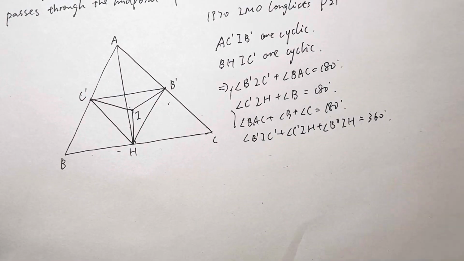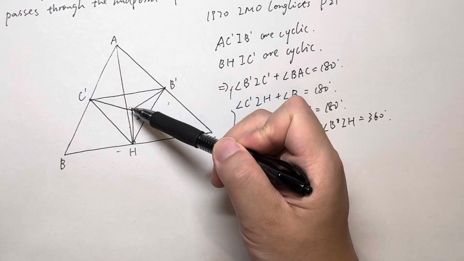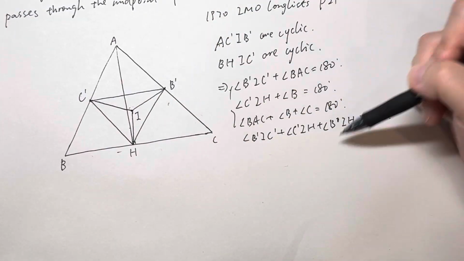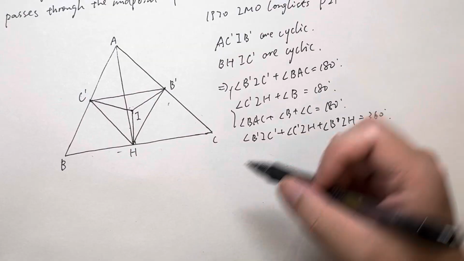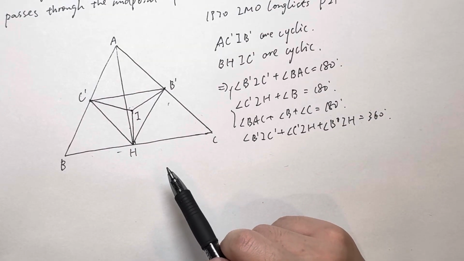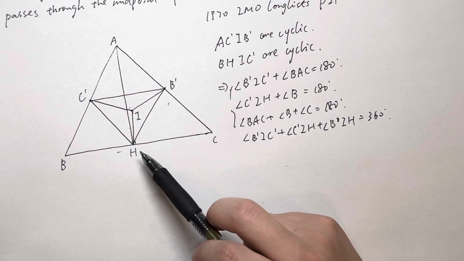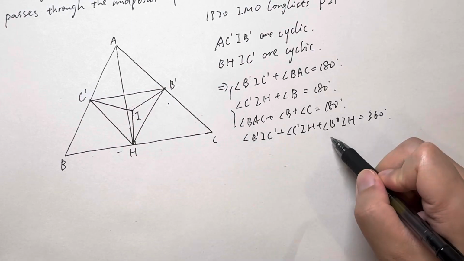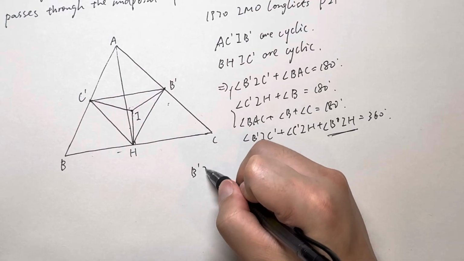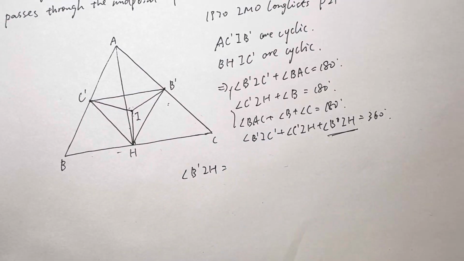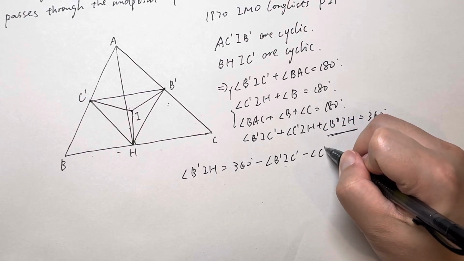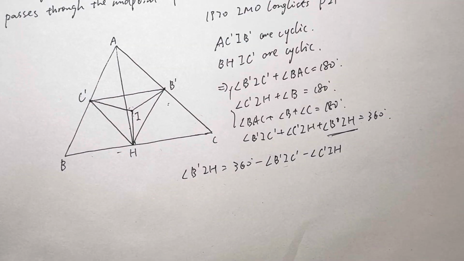Based on this, just look at this one. So we can add them together. That means the angle B'IH equals 360 minus angle B'IC' minus angle C'IH, right?